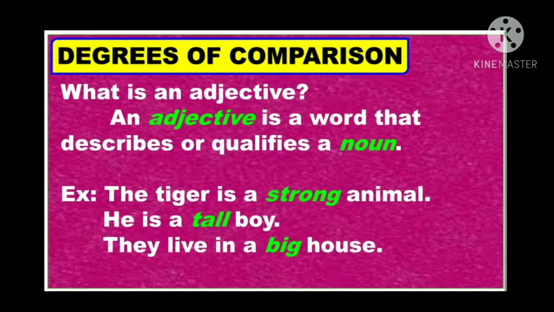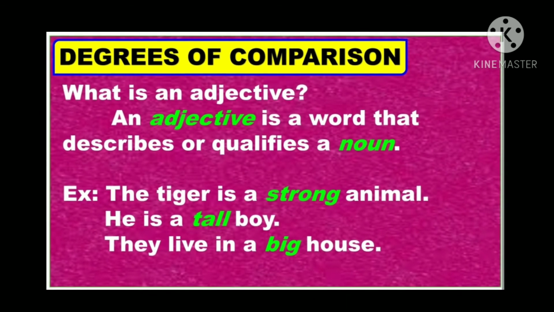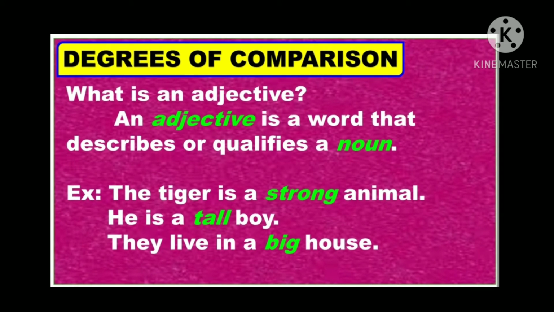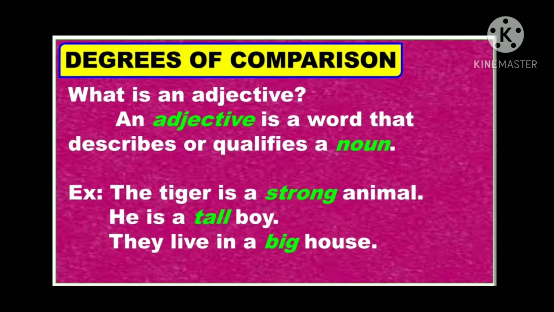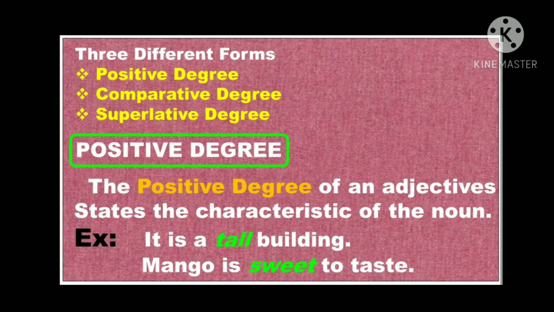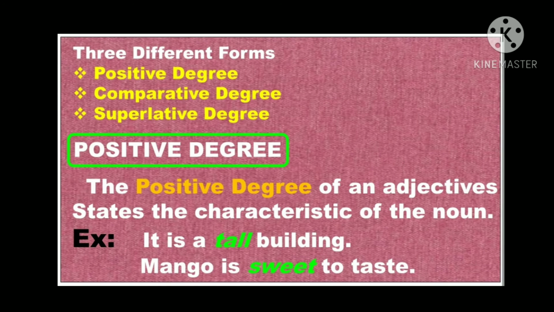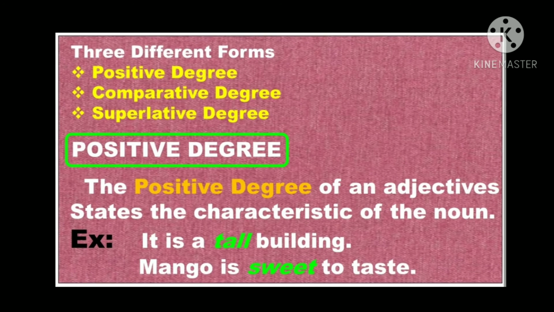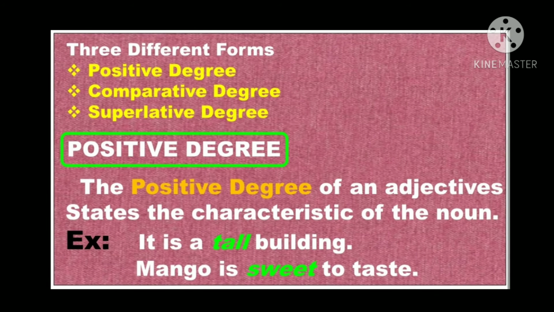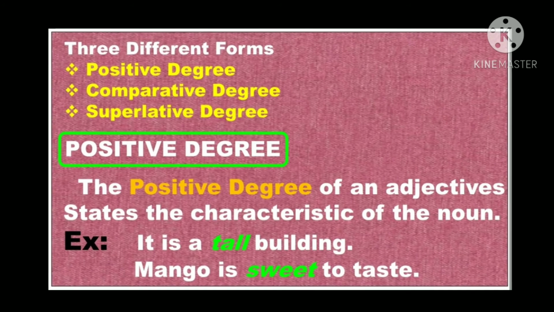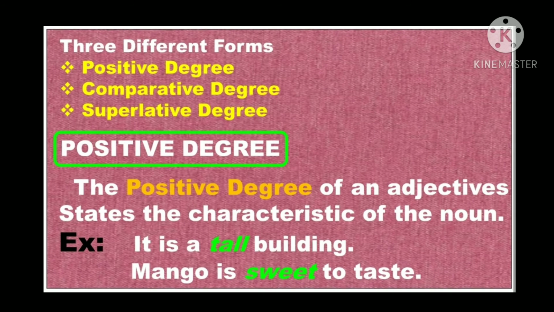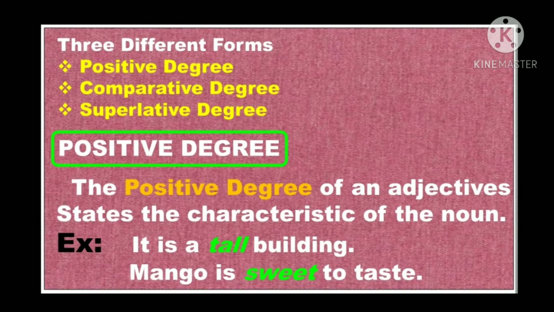Got it? Okay. So, usually comparison can be made using the three forms of an adjective. There are three different forms of degrees of comparison. They are the positive degree, the comparative degree, and the superlative degree. Let's see one by one in detail.